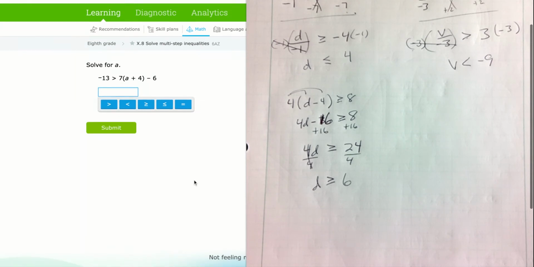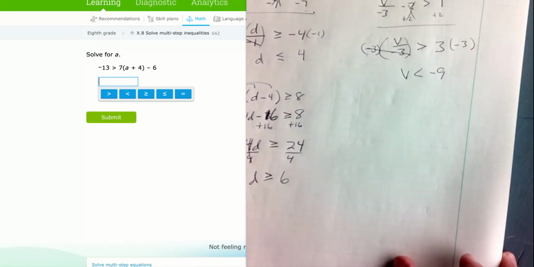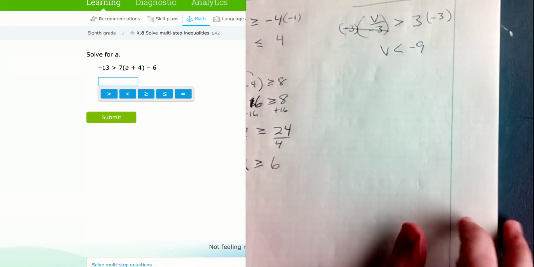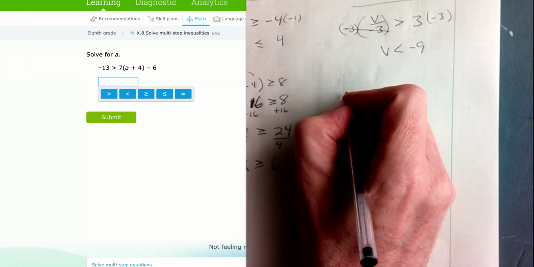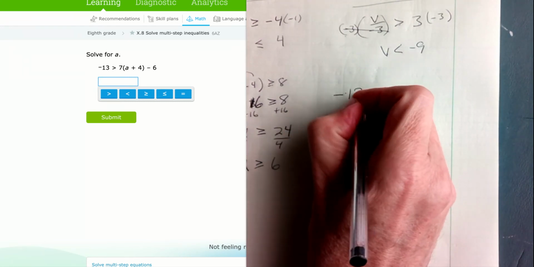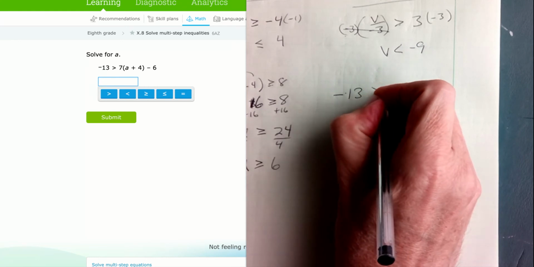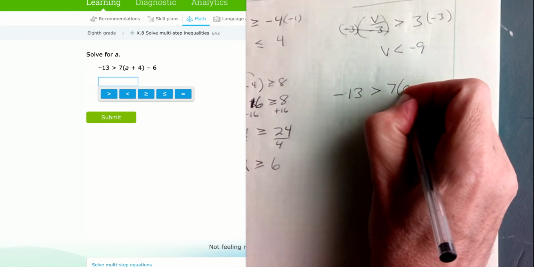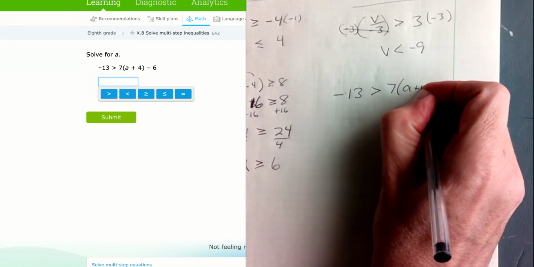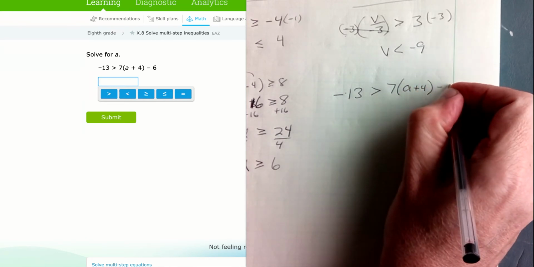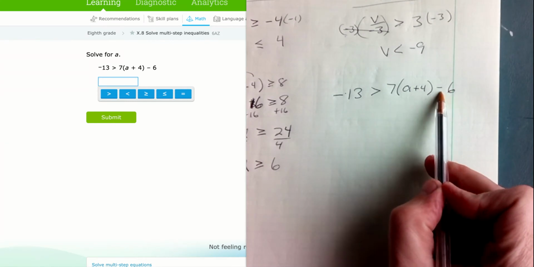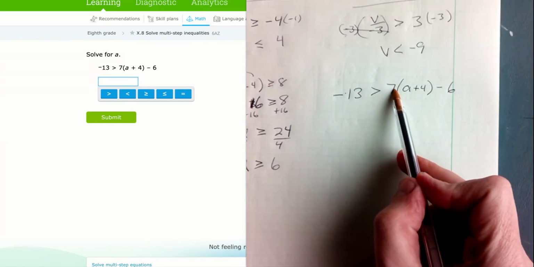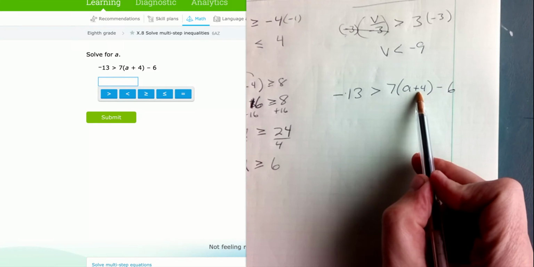Okay, here's a little bit bigger one. This one I might try to do just a little differently, and I'm going to show you what I mean by a little differently. I'm going to actually keep the variable on the right side of the equation. I'm not going to distribute. I'm actually just going to start undoing the subtraction. Then I'm going to undo this multiplication. Then I'm going to undo this addition.